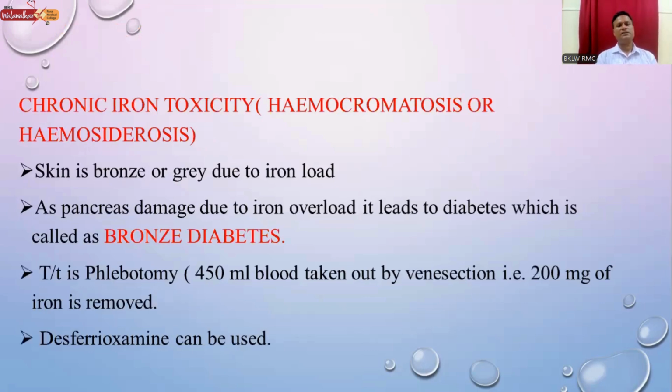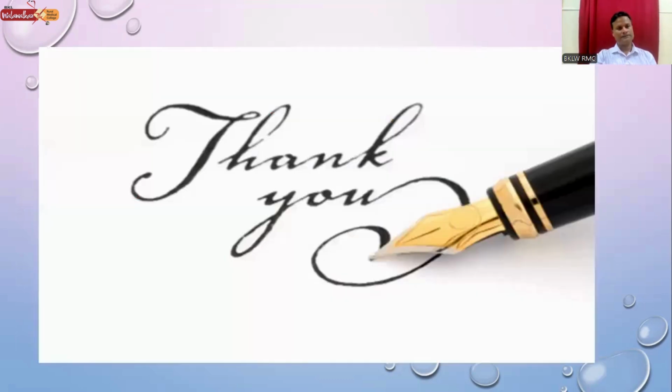Then chronic iron toxicity, or hemochromatosis or hemosiderosis. Here the skin is bronze or gray because of iron overload. There is also pancreatic damage because of iron overload, and it leads to diabetes, which is called bronze diabetes. Treatment in such chronic iron toxicity is phlebotomy. 450 ml of blood is taken out by venesection, so that we are removing 200 milligram of iron from the blood. Also, in some cases, desferrioxamine can be used.